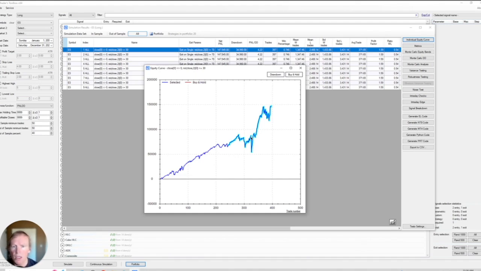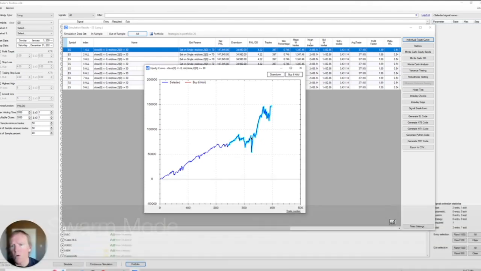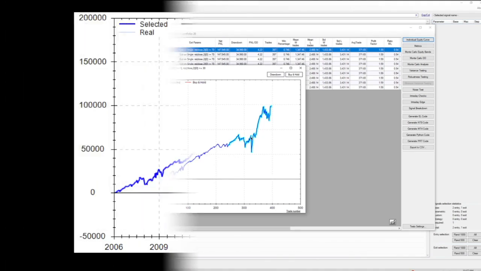So what's the solution to the pick just one trap? Well, I call it swarm mode. And in technical terms, this is a form of ensemble trading, similar to machine learning techniques known as bagging or bootstrap aggregating. But I think swarm mode sounds better, don't you think? So the core concept is simple. Instead of selecting a single system, we're going to deploy multiple variations of our core trading strategy at the same time.